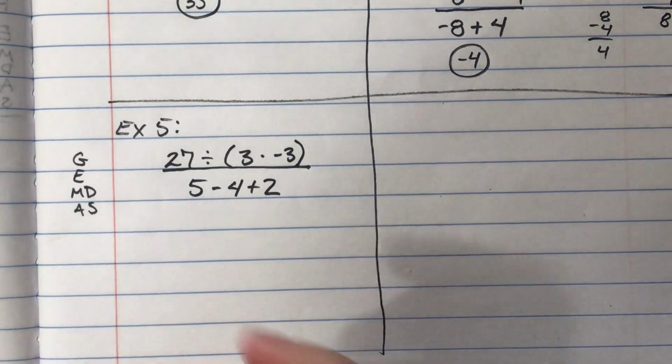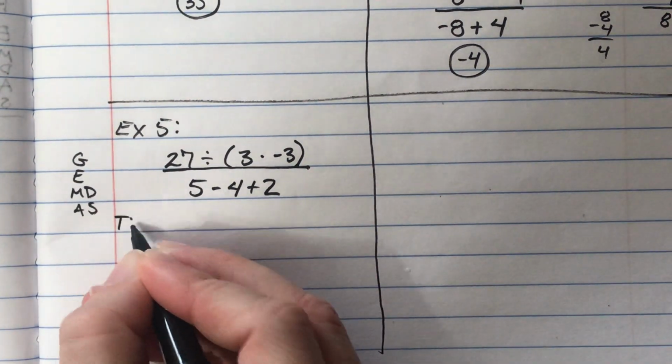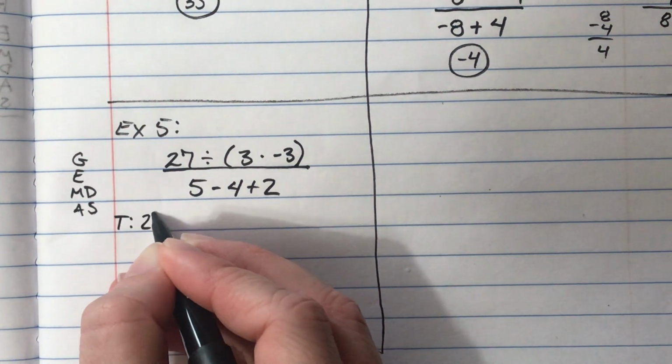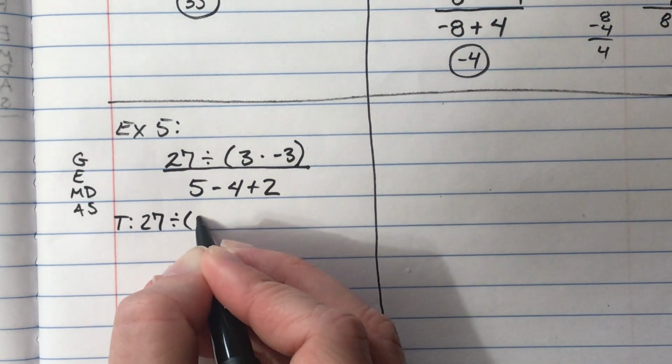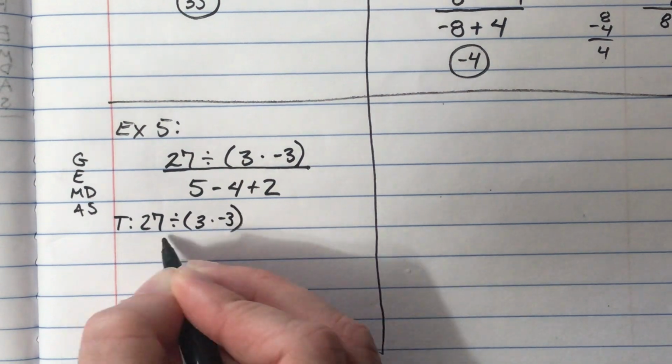So if you see one with a fraction bar, here's what we're going to do. I'm going to just label it. Here's the top. The top is 27. I'm going to rewrite it. Divided by 3 times negative 3. That is what I have on the top.